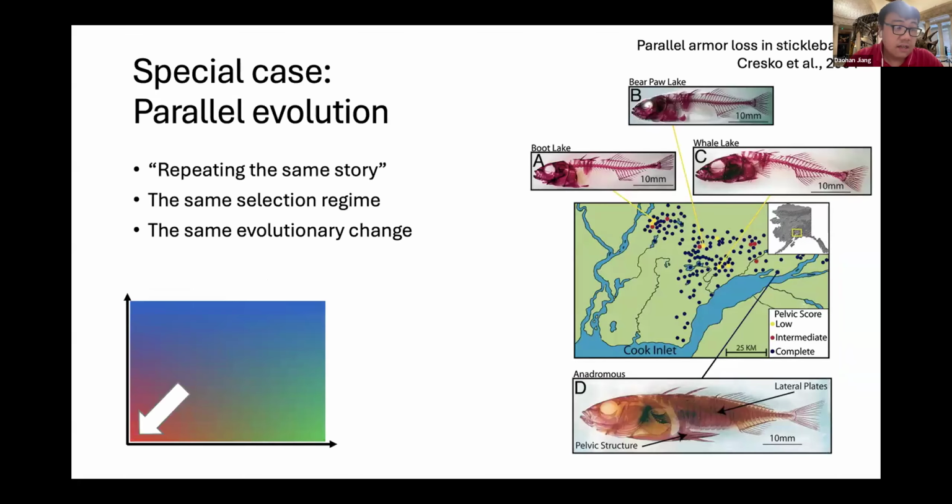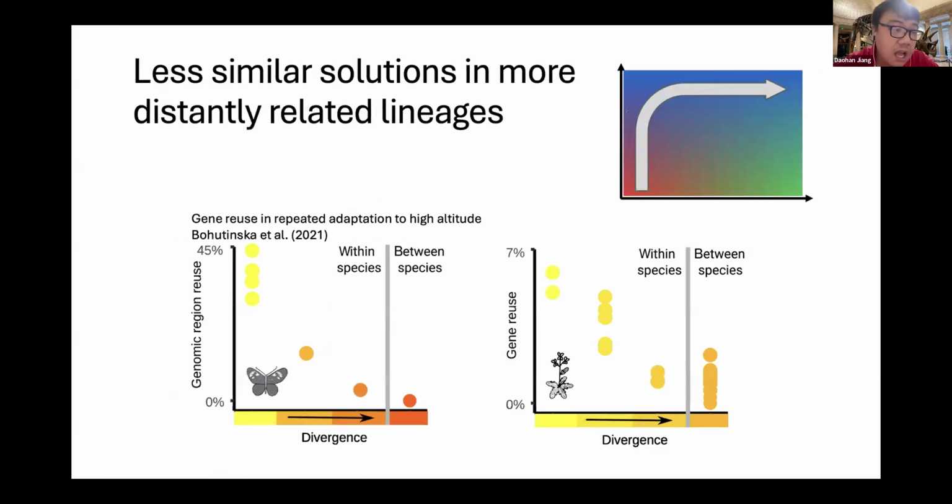At this corner of the parameter space is parallel evolution, or parallelism, where lineages started from the same ancestral condition and evolved similar molecular solutions. In this case, it's essentially like the same story being repeated. So we can say it seems very predictable. But if the lineages are already quite divergent when they are subject to selection, in general, they tend to evolve more dissimilar solutions, deploying different genes or loci. That is, predictability generally declines with the difference between ancestral states.